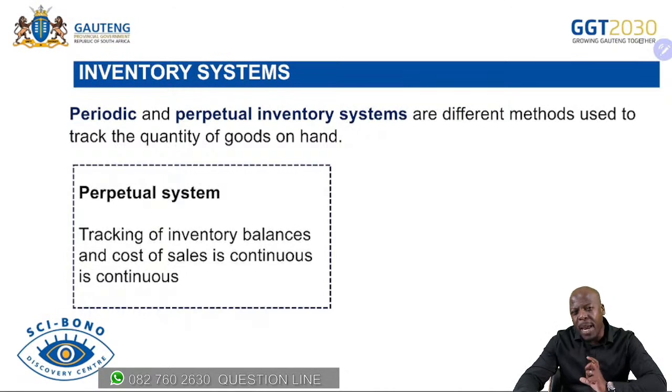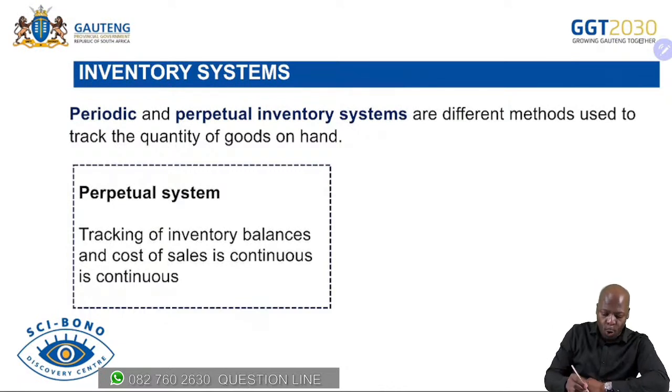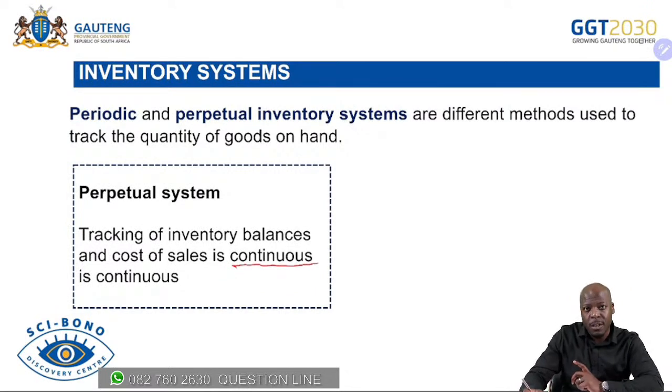Now, with the perpetual inventory system, the tracking of inventory balances and the cost of sales is on a continuous basis. This is very important. In other words, with the perpetual inventory system, we track our inventory continuously. In other texts, you'd find they call it the continuous inventory system. But here we're going to talk about it as the perpetual inventory system. And it tracks our inventory balances and the cost of sales on a continuous basis.